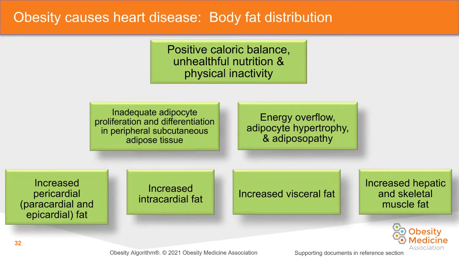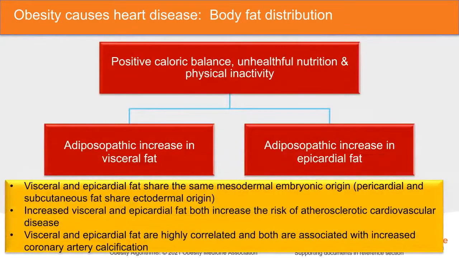And what happens is you have an increase in the pericardial fat, which is directly pathogenic. You have an increase in intracardiac fat, which can cause dysrhythmias. You have an increase in visceral fat, which is associated with cardiovascular disease. And you have an increase in hepatic and skeletal muscle fat, also associated with cardiovascular disease. And why is that? Well, because if you think about it, there is a direct correlation between the accumulation of the visceral fat and the epicardial fat. So that's the first thing, is you get this direct correlation.